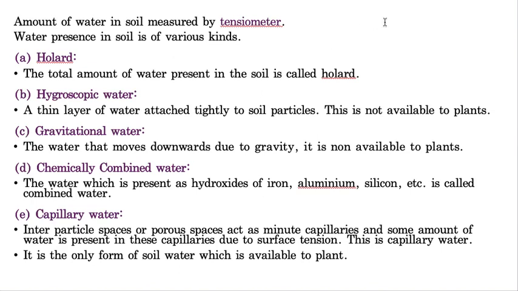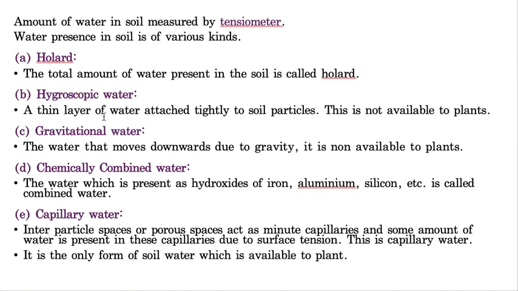Whereas the amount of water present in the soil can be measured by an instrument called a tensiometer. The water present in the soil is of various kinds. Students, by seeing this slide you can remember I already explained this topic in plant water relationship. Hope you remembered it. The complete water content present in the soil, the whole water content present in the soil, is called holard.